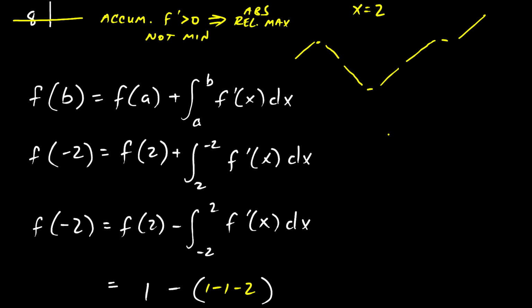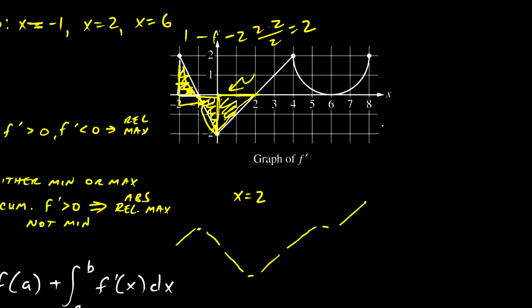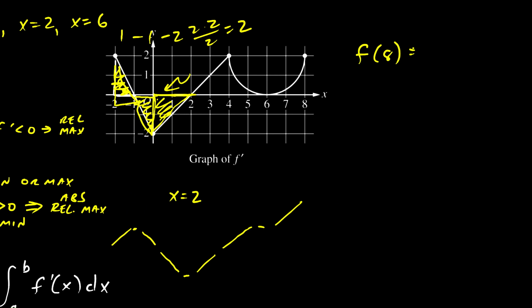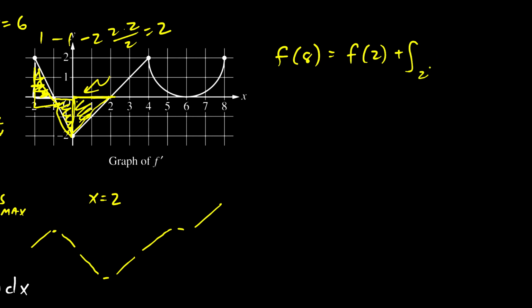But now, I'm concerned with other applications. What if you had to find the absolute maximum or something else like that? Let's go ahead and figure out what the value is at 8. What is f of 8? So f of 8, by our theorem, would equal f of 2 plus the integral from 2 to 8 of f prime of x dx. So here we can see that f of 2, we knew that was 1.